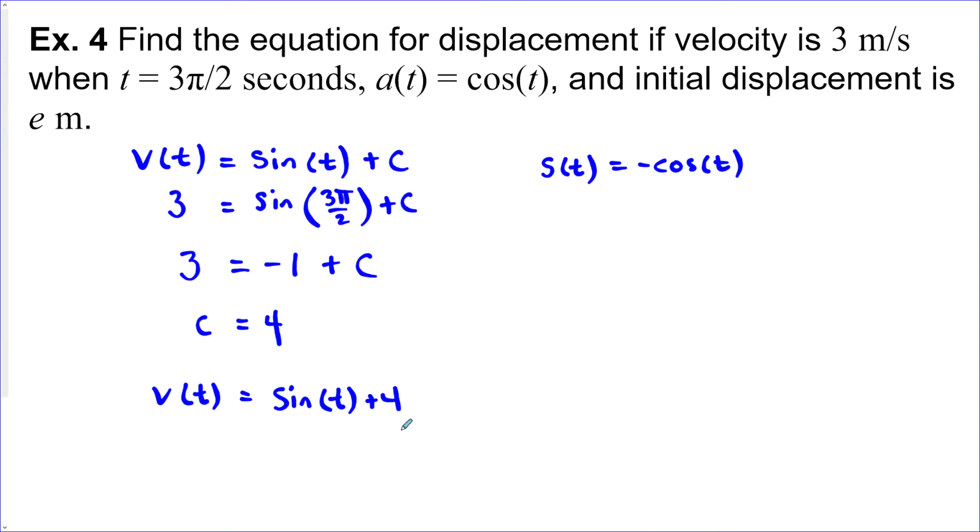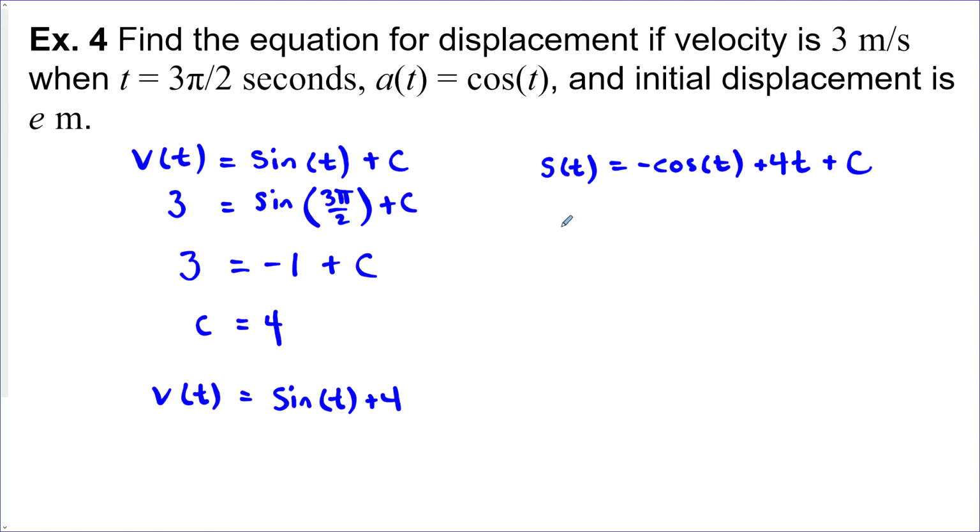The antiderivative of 4 is 4t, and we're going to get a plus c here that we need to solve for. Now we have initial displacement here, and it's e meters. Now this one is a bit more complicated because it's trig, and so our c value isn't automatically e this time. So let's put in our initial displacement.